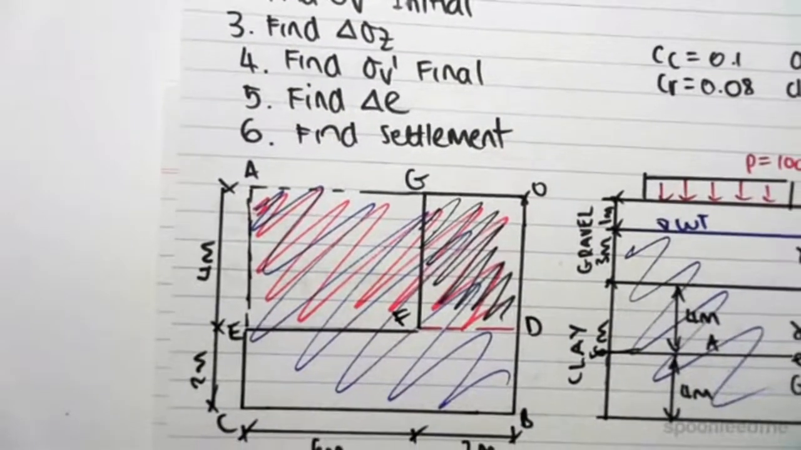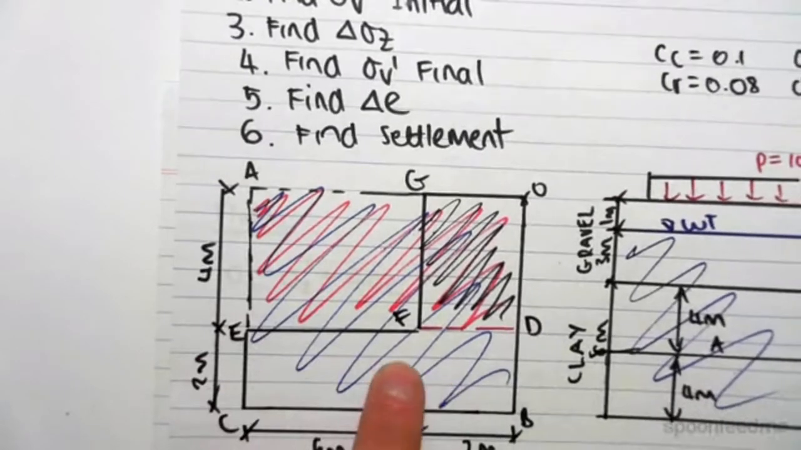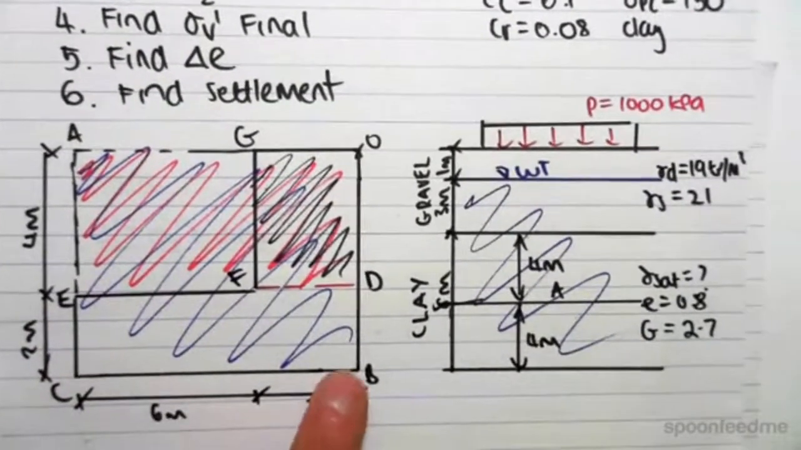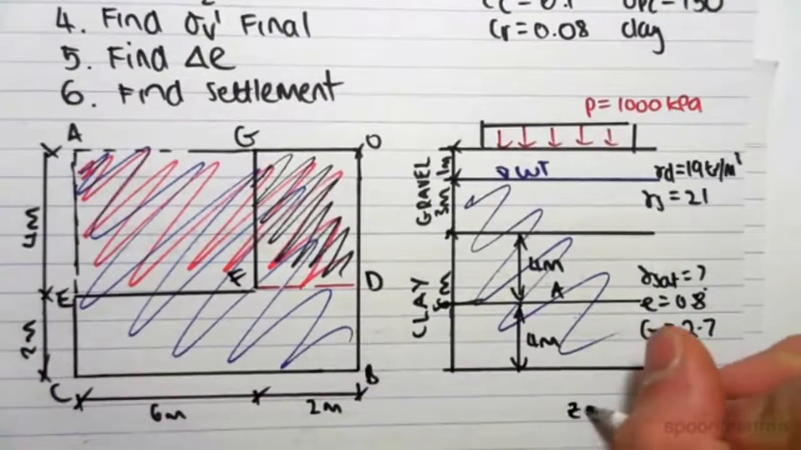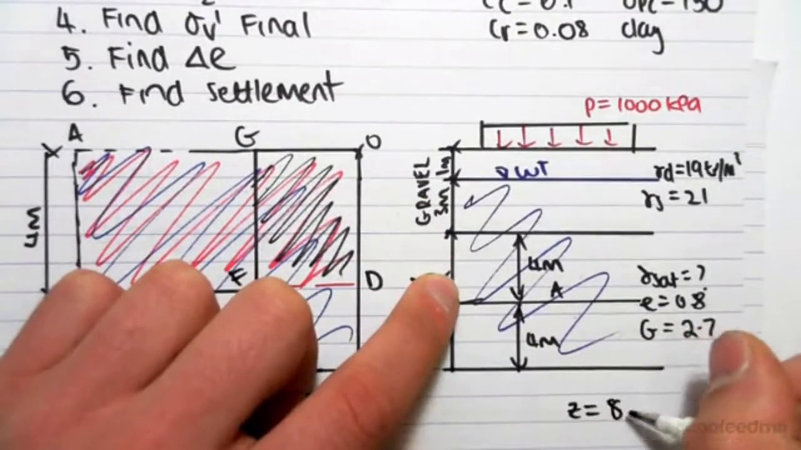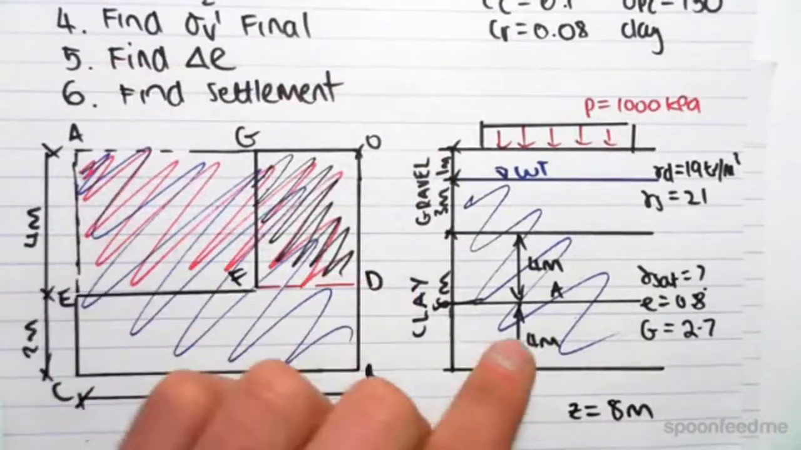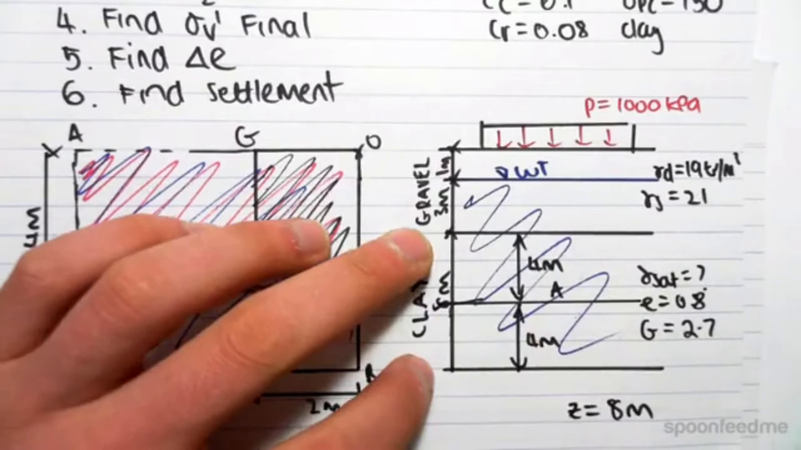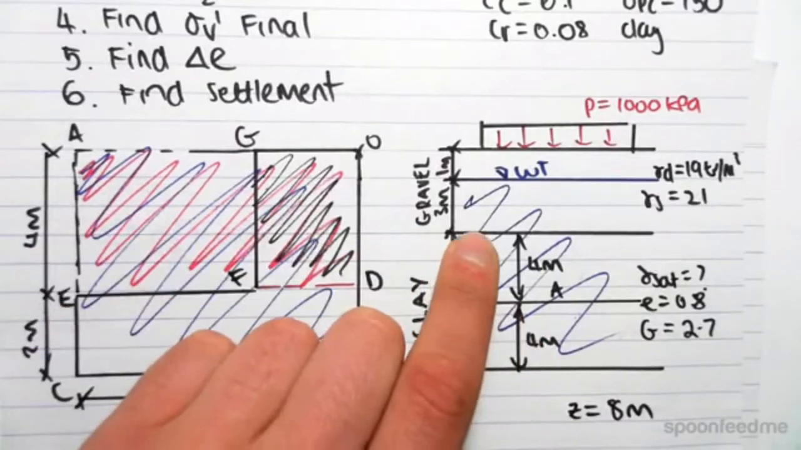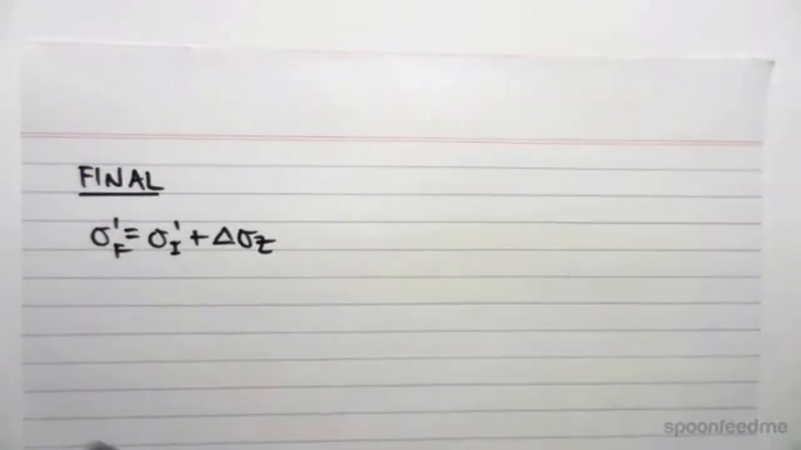And another important thing we need to know, so we know that we'll find the breadth and length of all our shapes, and the distance Z to point A. So Z in our case will equal 4 plus 4 meters. So 8 meters in total is our Z value, from the surface to the point we're interested in, which is the midpoint of the clay layer, which is 4 meters below the gravel, which is another 4 meters from the surface. So it's 4 plus 4, which is 8 meters. So let's start with our first shape.